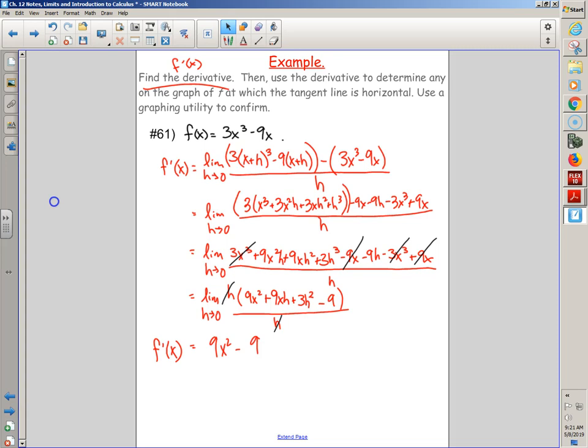How'd you get from 9x squared to the bottom last 9x? Remember, the limit disappeared because I'm plugging in 0 for h. So only the terms without h are going to remain.